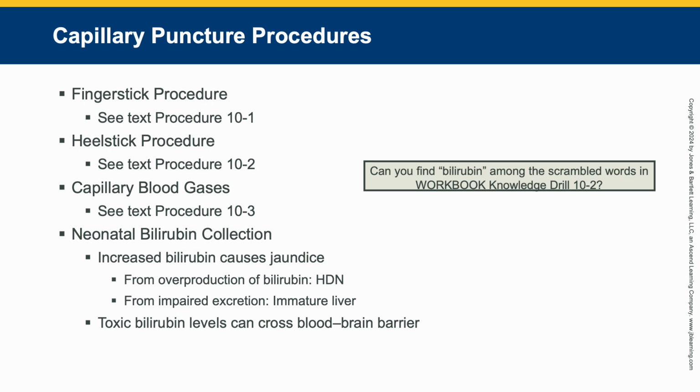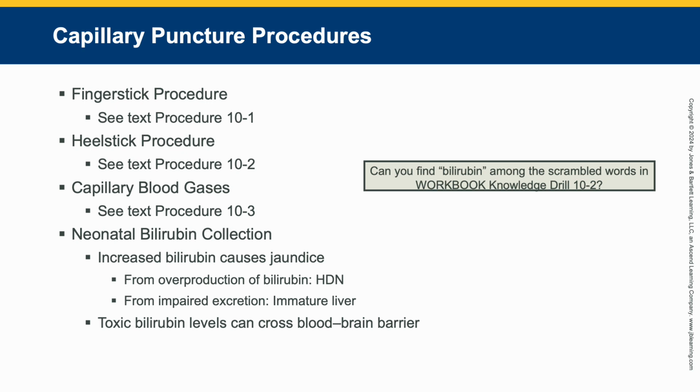If it is an adult or even a baby, well, let's go with baby here. It could be not just overproduction of bilirubin, maybe they have impaired excretion of their bilirubin, and that can happen from an immature liver, so a baby's immature liver. Either way, you do need to know those cause an increase in bilirubin and cause jaundice.